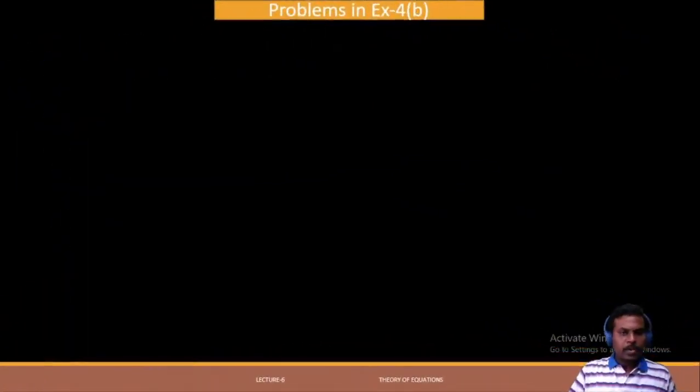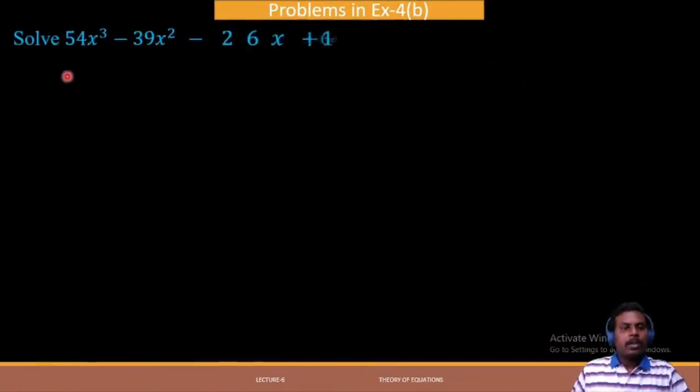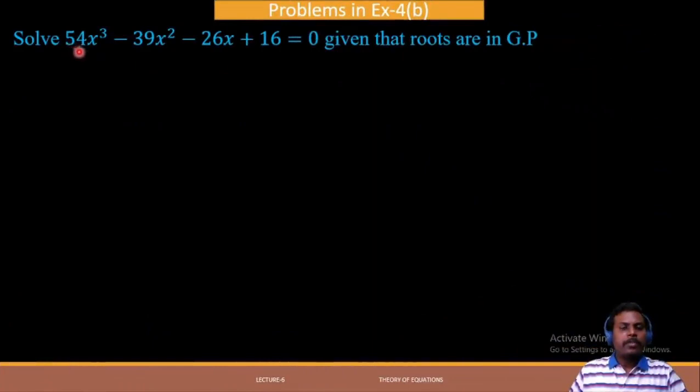Here is our next problem. Solve the equation 54x cubed minus 39x square minus 26x plus 16 is equal to 0, given that the roots are in GP, that is geometric progression. Okay, so let us solve this equation. Here is the solution.